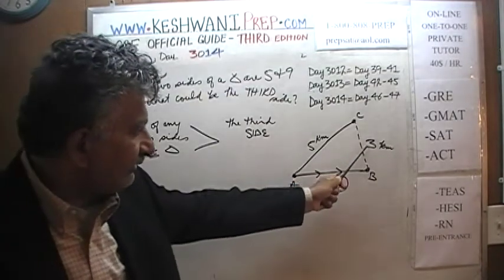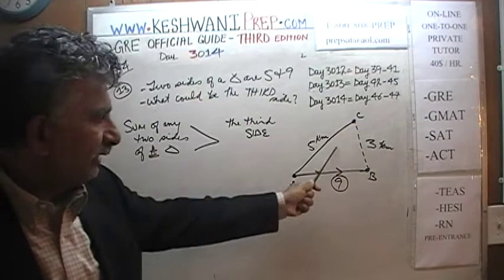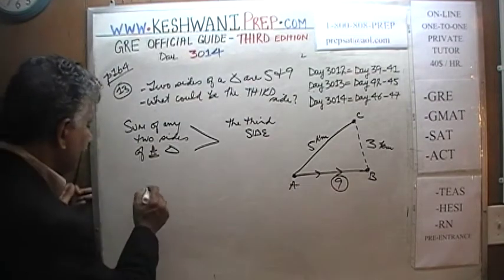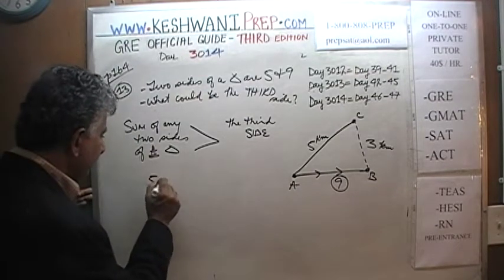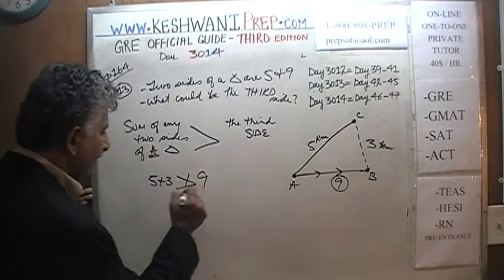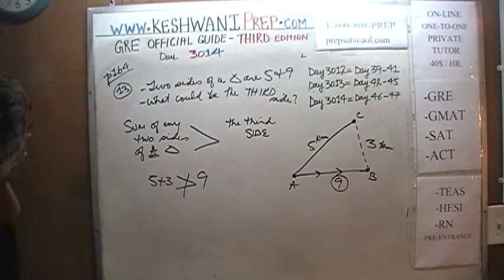This side plus that side must be more than that side, because I'm taking a detour. 3 is not possible. 3 is not possible because 5 plus 3 is not greater than 9. The next answer choice that we have is 5.